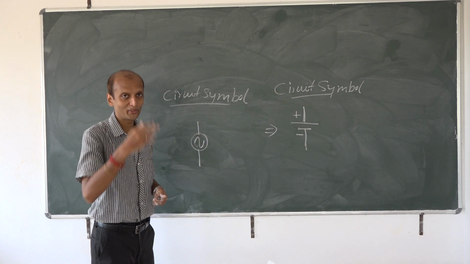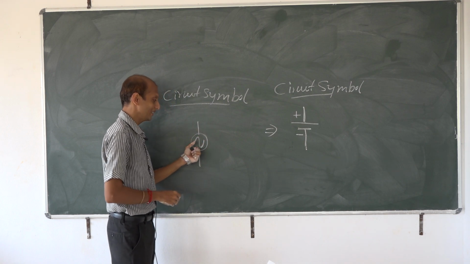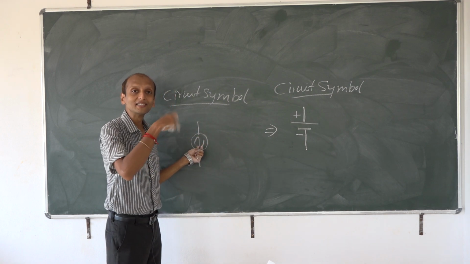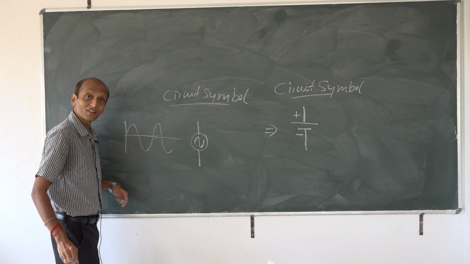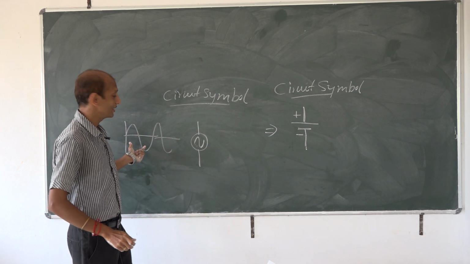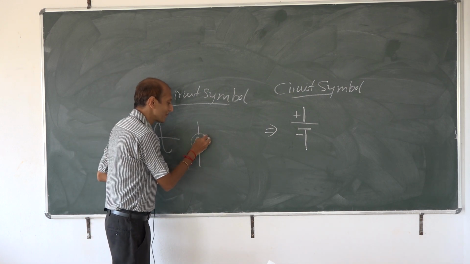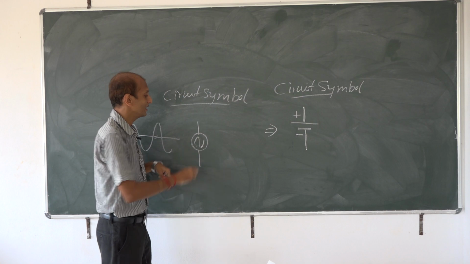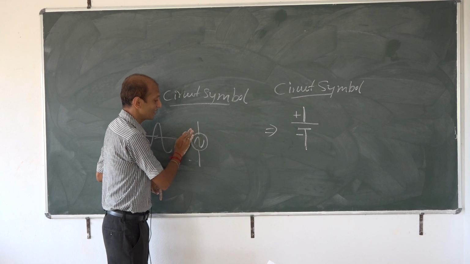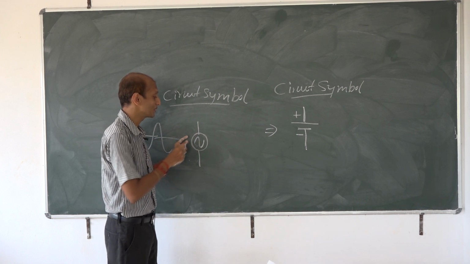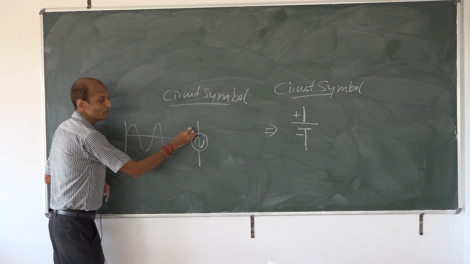Obviously in AC the magnitude changes and also the direction changes. So for that we will denote it with a sine wave. This is a sine wave, and this is how we will denote your AC voltage source, wherein I can't say this terminal is positive and this is negative. Why? Because in AC the polarity changes.